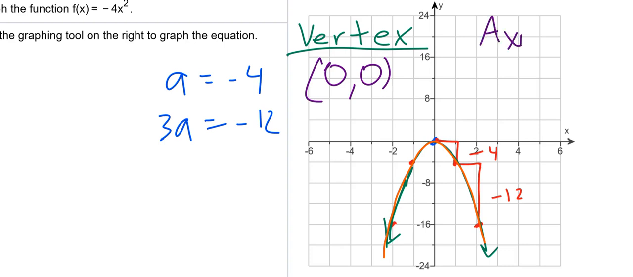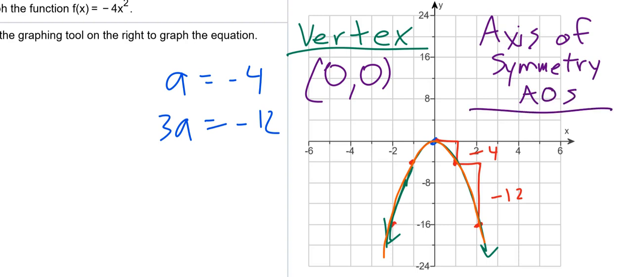The next question I'm going to ask you is the axis of symmetry. Oops, I don't need that line. Axis of symmetry, which I am going to, from this point forward, abbreviate as capital AOS. Hopefully that makes sense. Axis of symmetry.